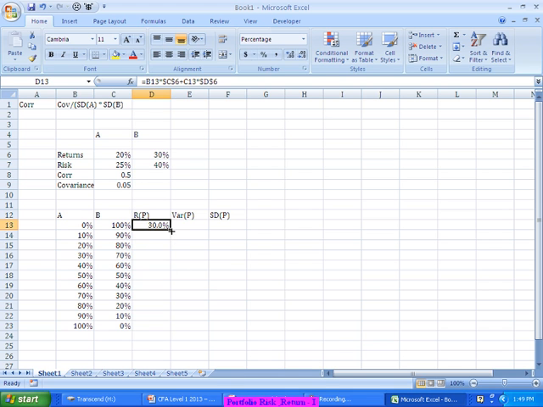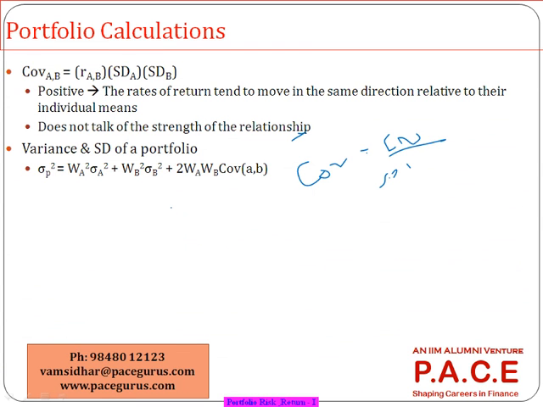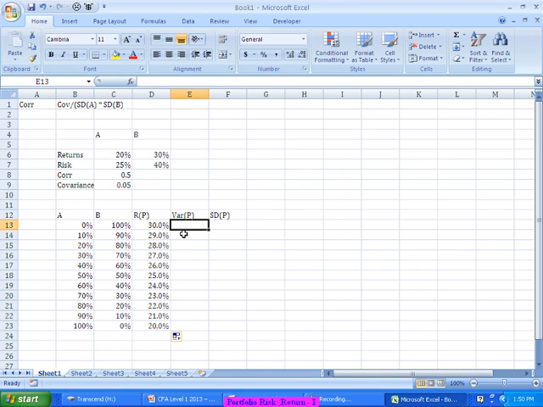So obviously, if I do the same exercise, you see that the returns lie between 20 and 30. And they are more or less linear, because W1R1 plus W2R2 is the typical scenario that comes up. But when it comes to variance, our formula is different. This is the variance of the portfolio: W1 squared times the variance of the first, plus W2 squared times the variance of the second, plus 2W1W2 times the covariance between the two. So using that formula, I'll find out the variance here.